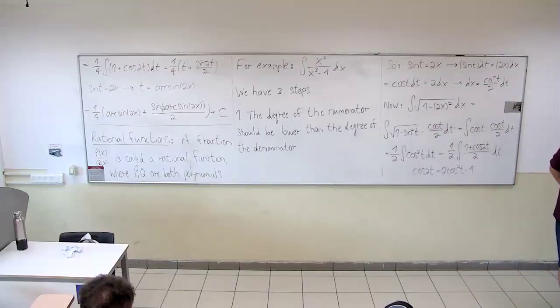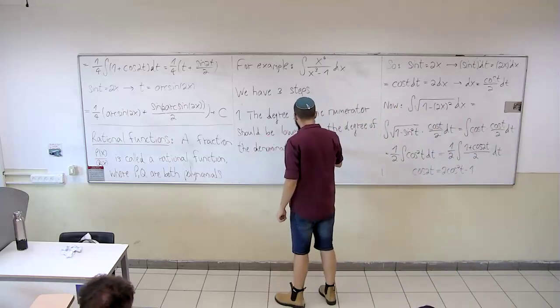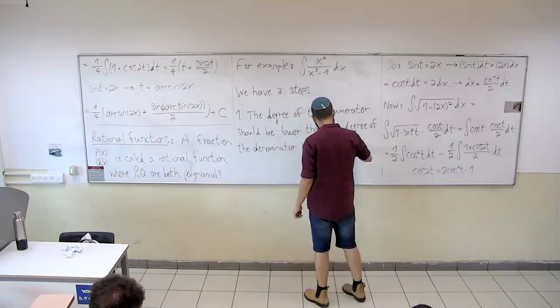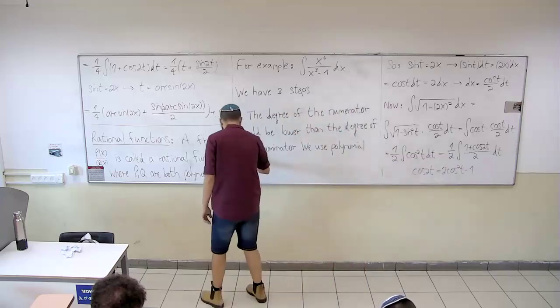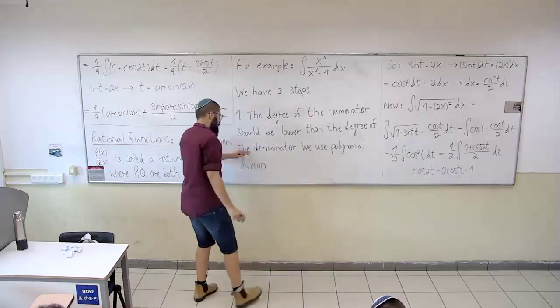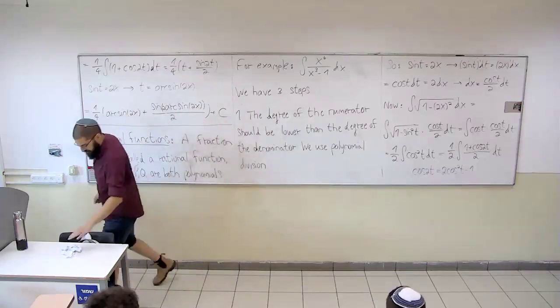It's called in Hebrew chalukat polynomial, dividing the polynomials. Exactly, polynomial division. We use polynomial division. And I stop here. Write 2 and 3, and then we'll talk about what polynomial division actually is.